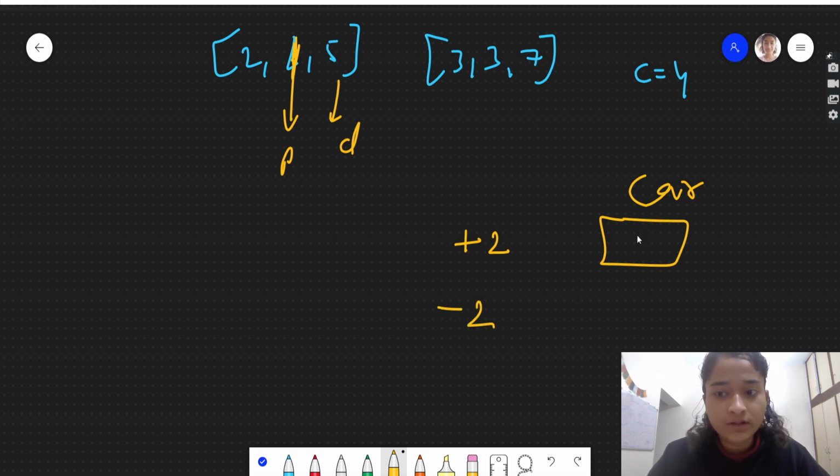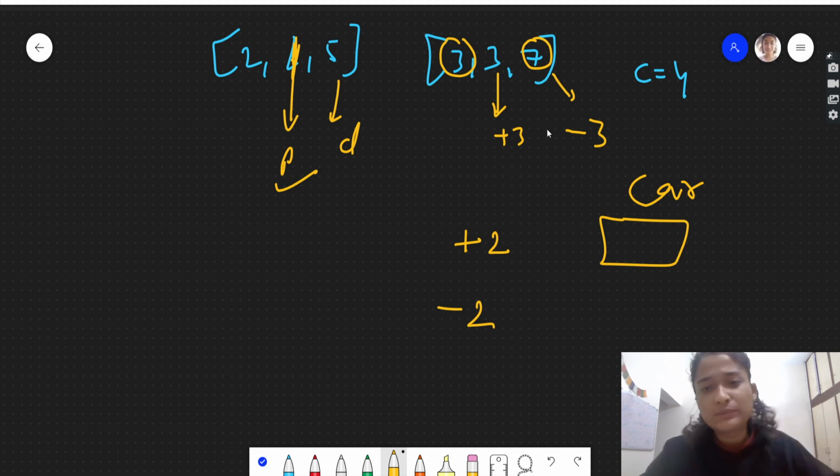the car. So it's something similar: if we are picking up, we add the passengers in the car, and if we are dropping, we subtract the passengers from the car, right? Similarly over here, when we are picking these three passengers at 3, we will be adding 3 passengers in the car, and when we are dropping them, we will be subtracting these 3 passengers from the car at 7. Obviously it's not time, it's kilometers. Don't confuse it with time.